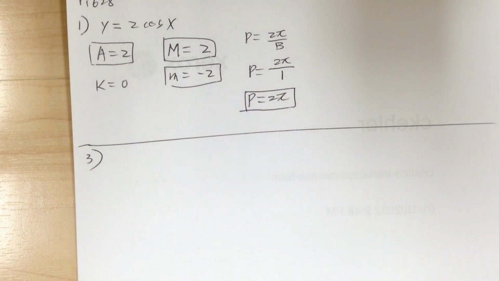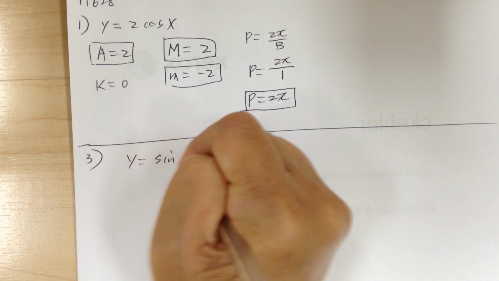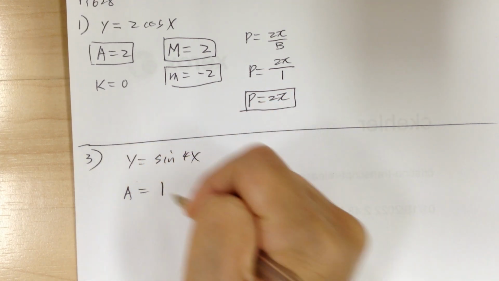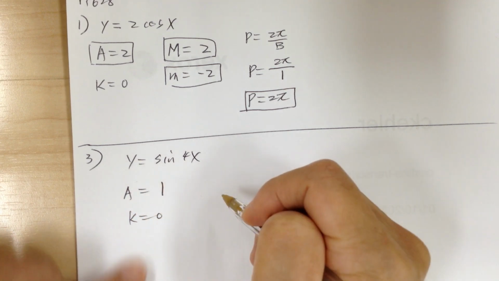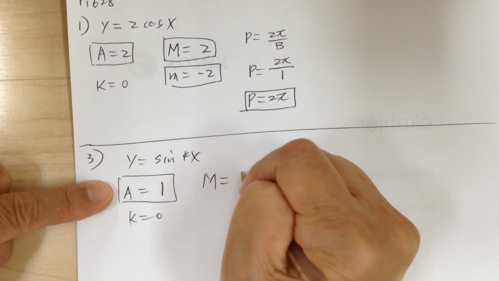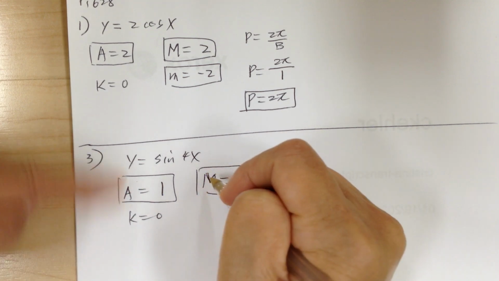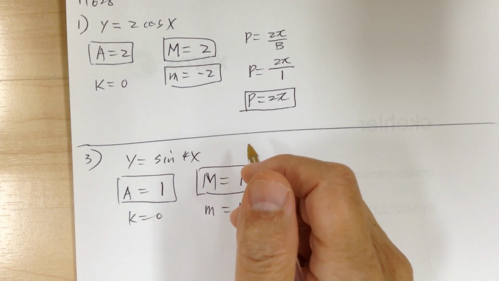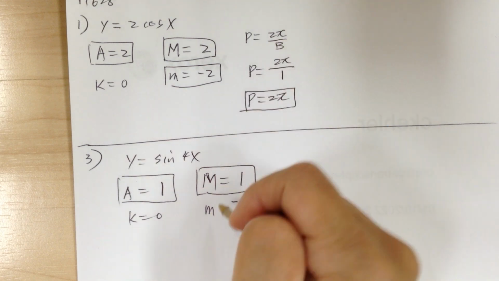Okay, number 3, you have y equal to sine 4x. In this case, again, a equal to 1 and k equal to 0. So that's your center, right? If you go up by 1, your maximum will equal 1. And if you go down by 1, your minimum will equal -1. When you go down, it's negative.